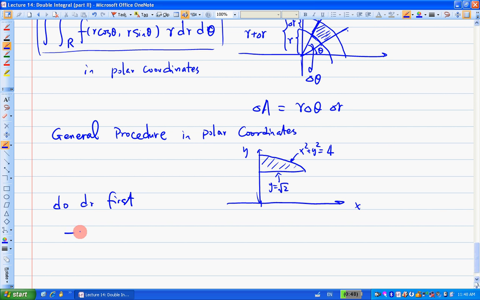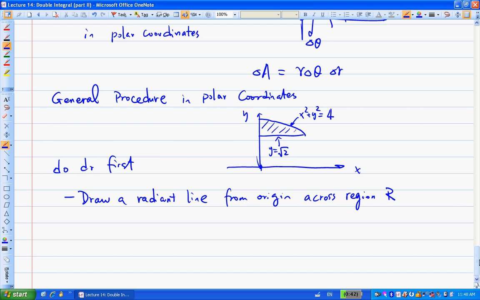What you do is draw a reading line, basically starting from the origin, across the region R. That means you start from the origin here and draw a reading line like that across this region R.